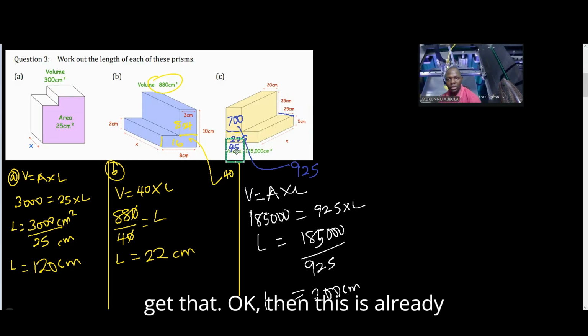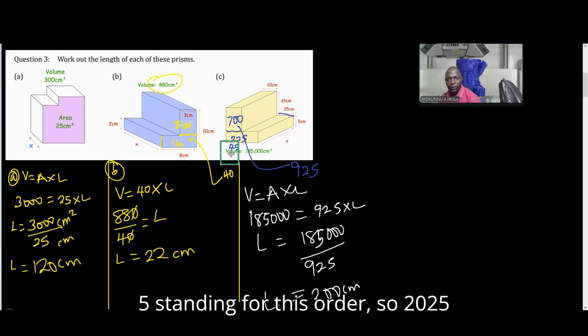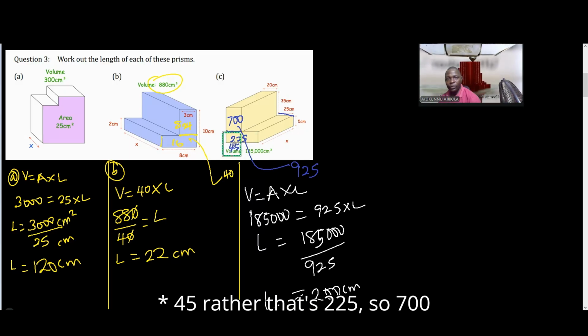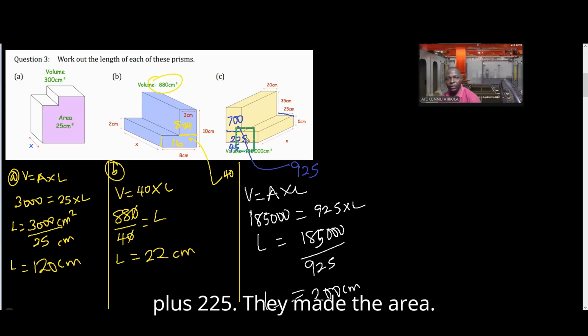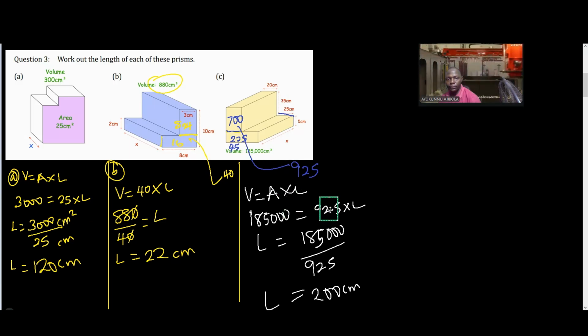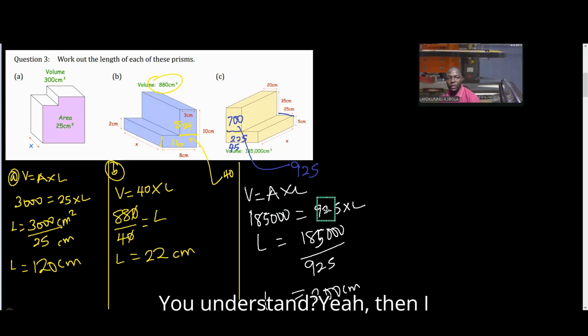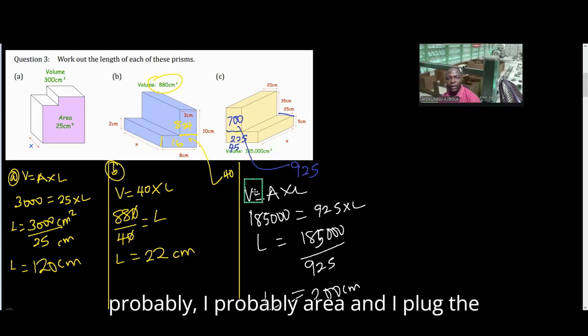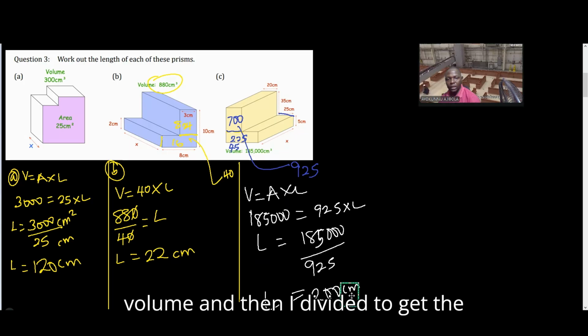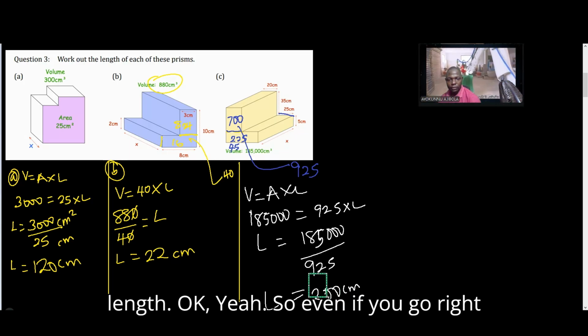So 25 times 45 rather, that's 225. So 700 plus 225 gives me the area. Then I plug the area in, I plug the volume in, then I divide to get the length.